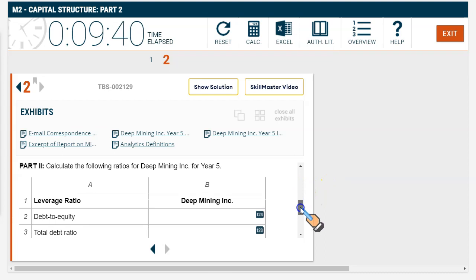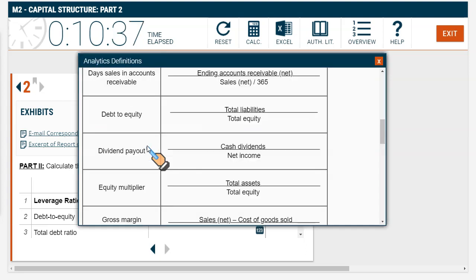Alright, so the next part 2 says calculate the following ratios for Deep Mining Incorporated for year 5. The leverage ratio for Deep Mining is first debt to equity. Remember, we have been given a special exhibit containing the analytics definition. The formulas used in this exhibit are to be used by you for the computation purpose. So this is the one we are going to use. Debt to equity is total liabilities upon total equity.